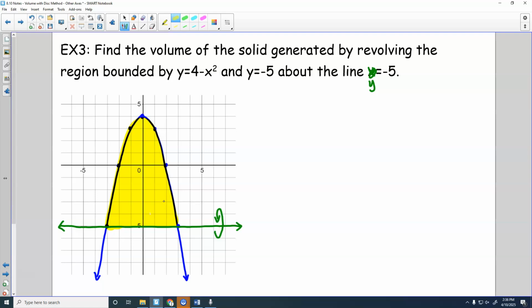Now this one is a little bit weird because you're rotating around a line that's below the x-axis, so if you think about it a little too much, it's going to seem very strange what you're doing here. But if you just stick to the formula that I have been trying to get us to do, if we're rotating around a horizontal line, we're going to take a line that goes all the way across as our capital R of x. It's going to be in terms of x since we're rotating around a horizontal line. And for that capital R of x, you just want to look at the line that you hit at the top, which is going to be the 4 minus x squared.